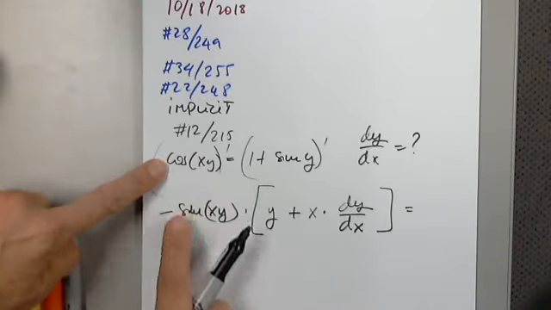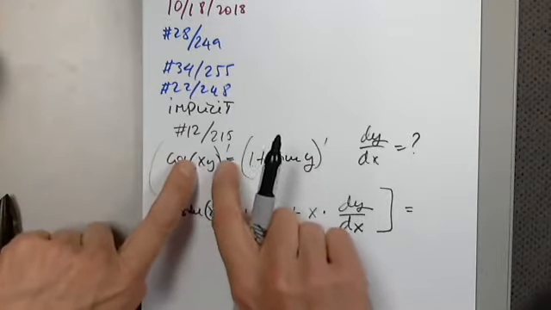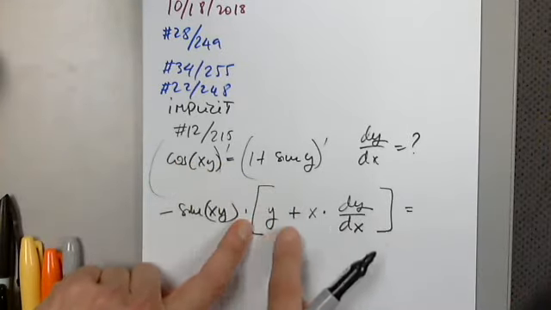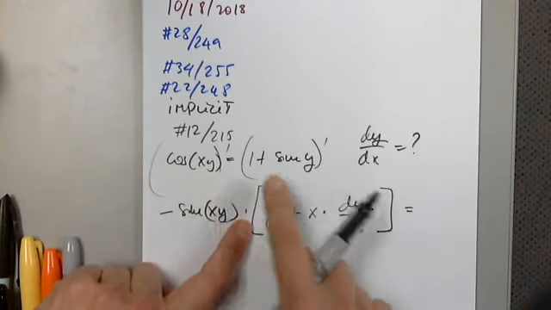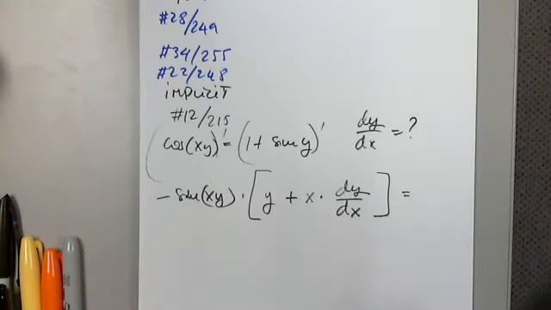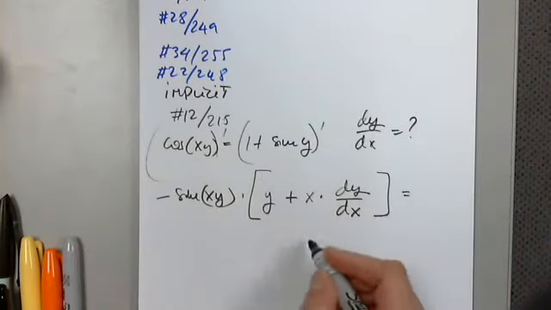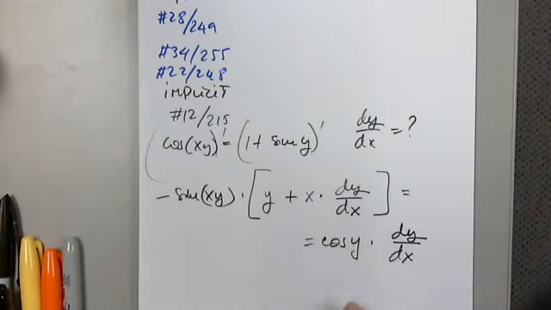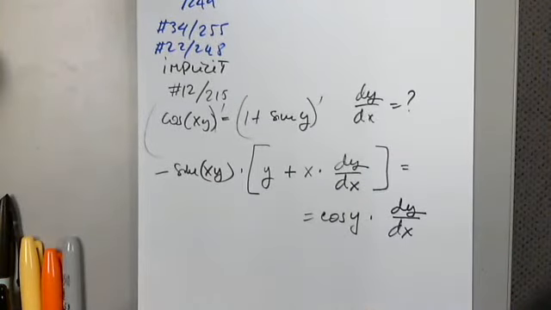We differentiate cosine, we get negative sine. And now I have to differentiate the inner function, which is first function prime is 1 times the second plus the first function times the second function prime, equals 1 prime is 0. And then sine prime is cosine y times dy over dx. Is this okay?